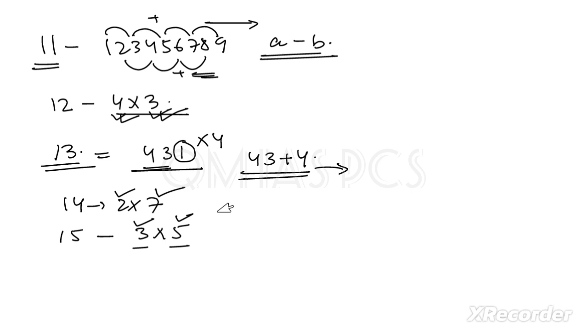See, we don't need to learn everything, we have to understand the concept. Like till 11 we understood whatever we have done. For 12 we have taken 4 and 3. For 14 also 2 and 7, 15 3 and 5. Like this we have to understand those things. Likewise we can minimize the efforts.